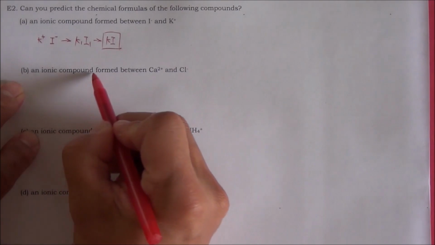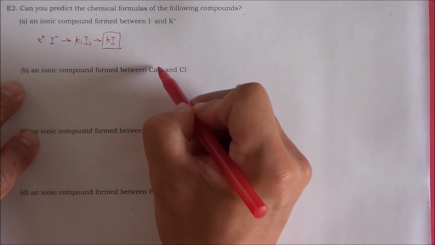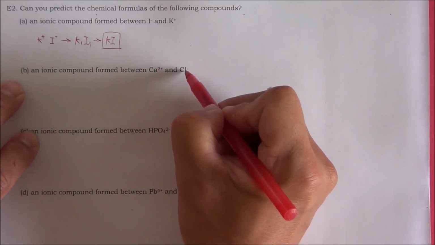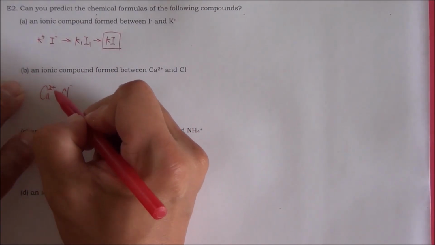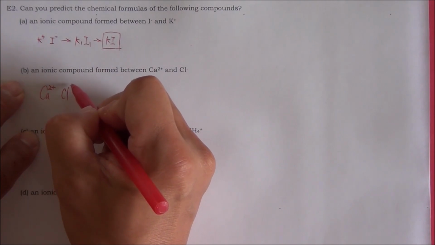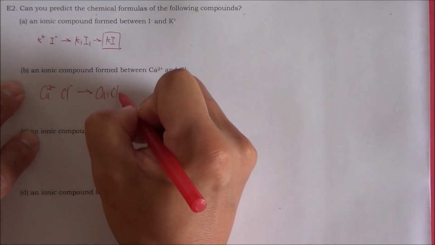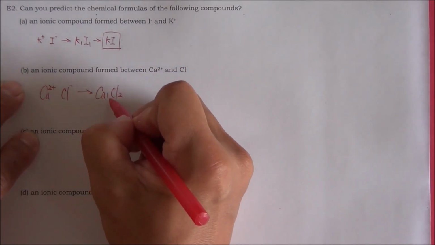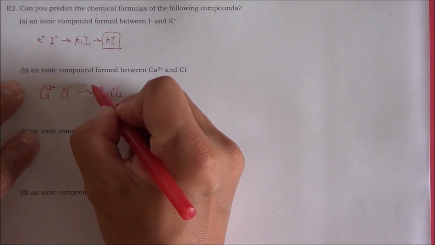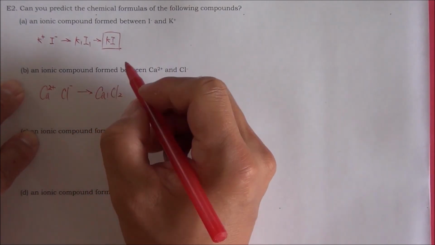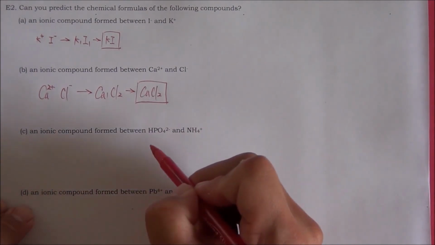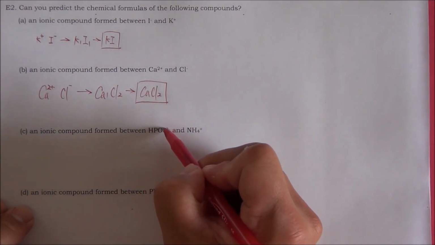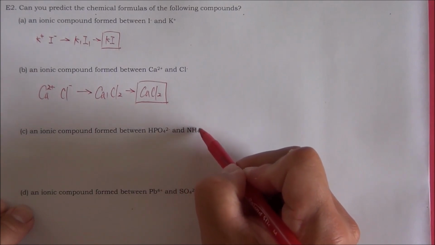B. An ionic compound formed between Ca2+ and Cl-. Then we need to switch the two numbers. If you don't say a number here, you only say the negative sign, which means the number is 1. As I just mentioned, if the number at the bottom right corner of the element is 1, you have to omit that number. C. An ionic compound formed between HPO4 2- and NH4+.